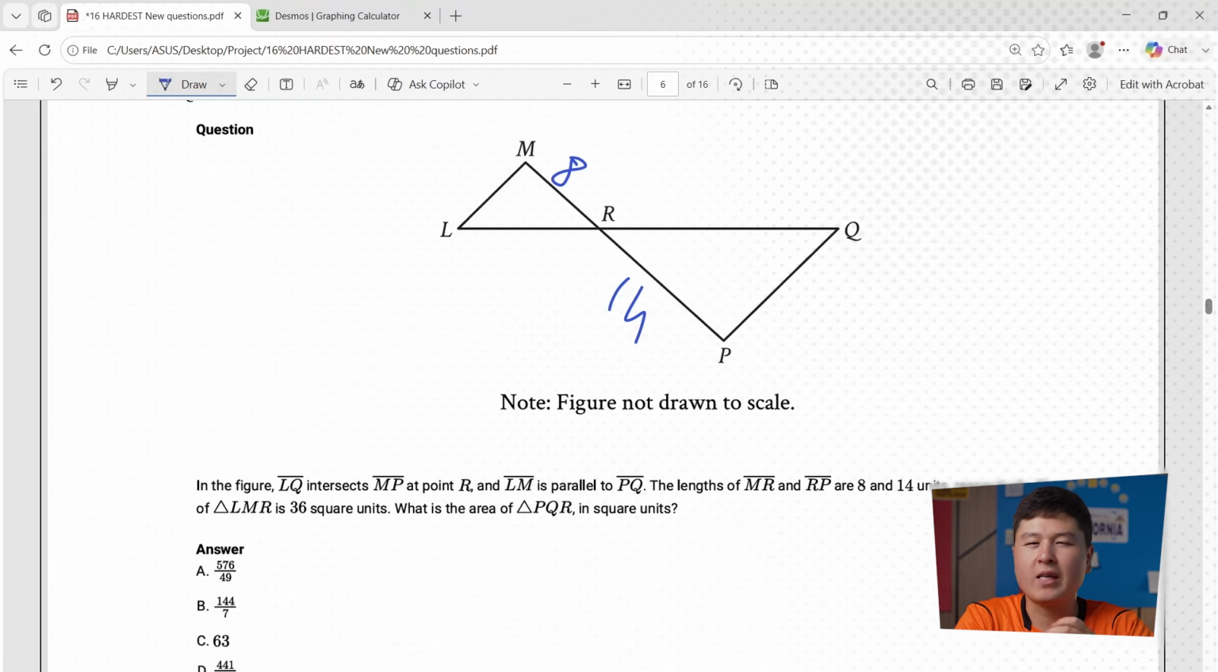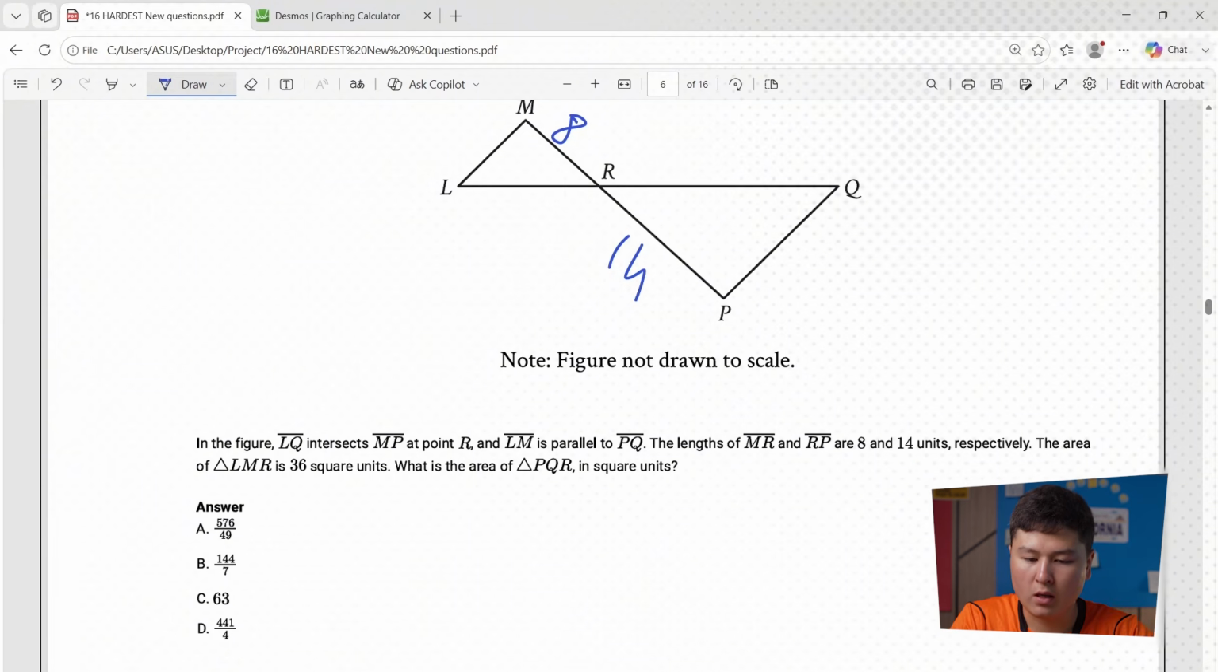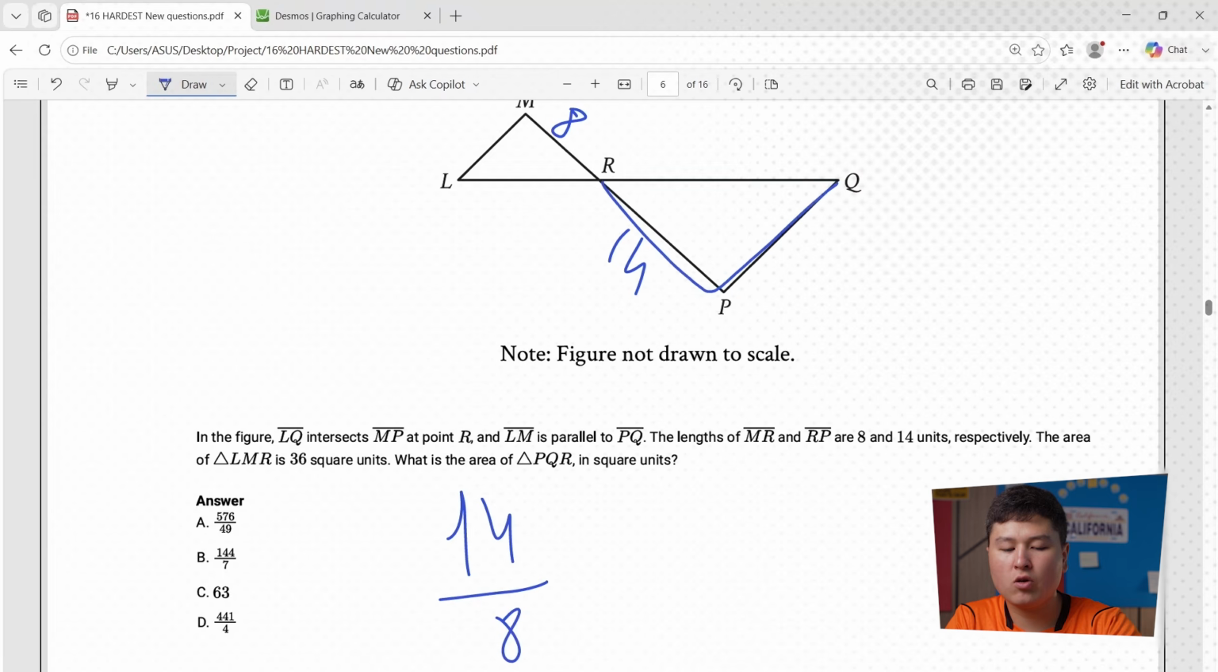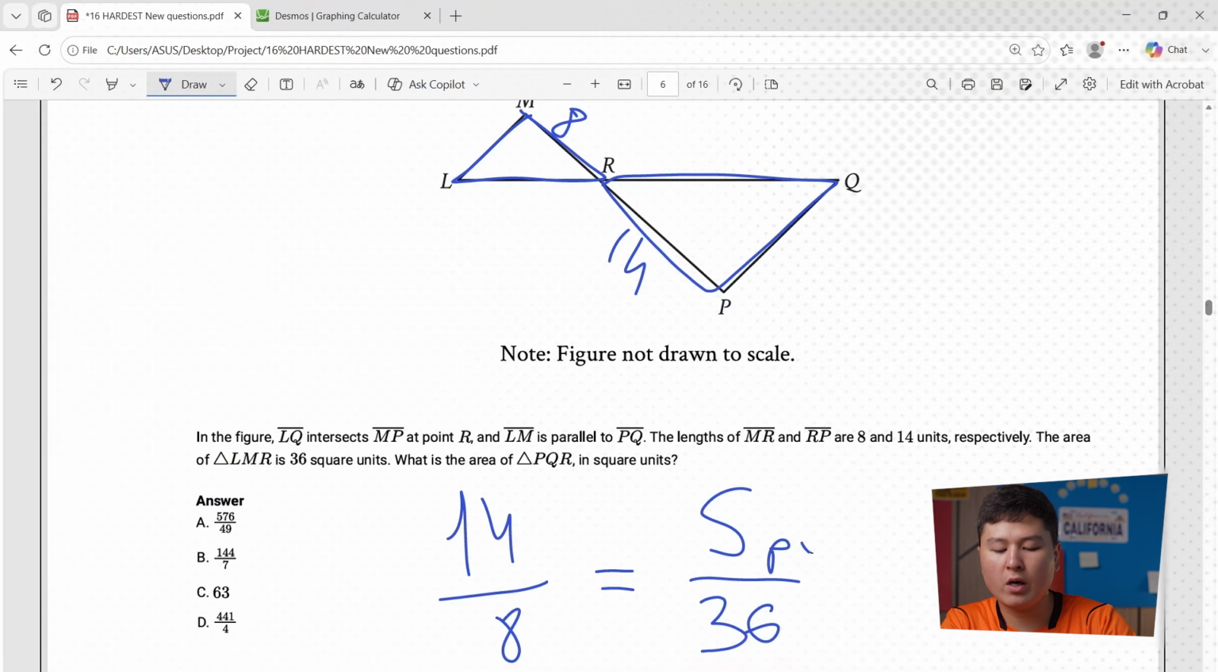So guys, most of the time SAT is asking about the side lengths, but here it's asking about the area. So you just have to know one thing. Right now, the corresponding side ratio is 14 over 8, PQR and then LMR. So this is the ratio of their size. And you are given the area of LMR. So the area of LMR is 36, and you are asked to find the area of PQR. And here, guys, most of the students just solve this proportion, but this is incorrect.